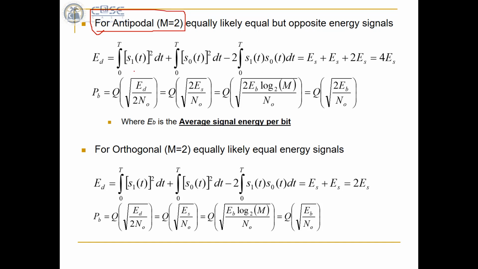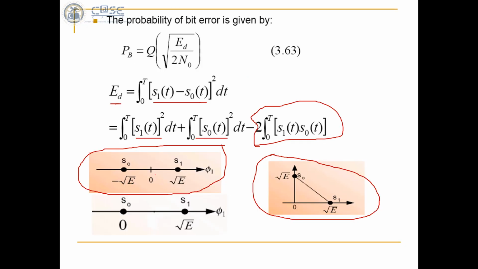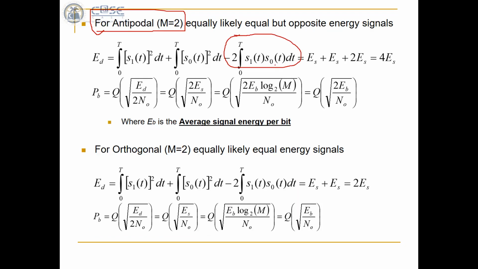How? This term will give you some value ES. This term will also give you some value ES. And this term again will give you the value ES. Why? Because one of the signals is opposite to that of the other signal, that is S1 of t is equivalent to minus S0 of t. So you substitute one of the signals in terms of the other signal, the negative sign will disappear, and it will become positive.